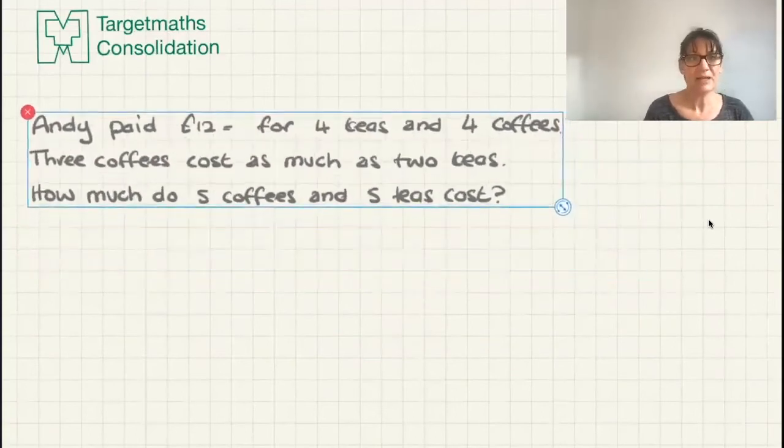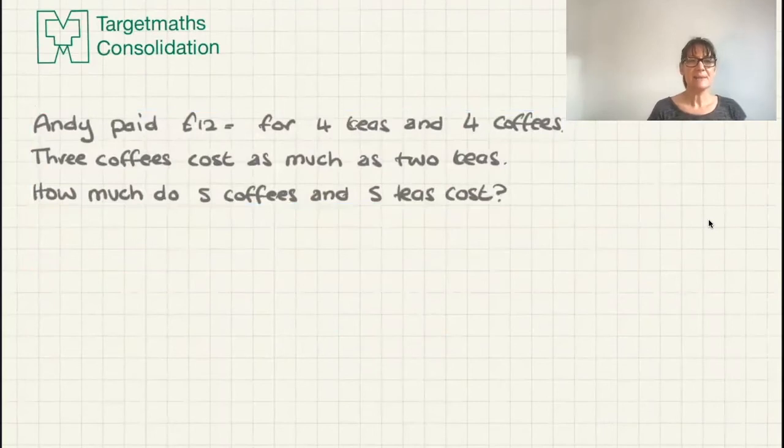There we go. So Andy paid £12 for 4 teas and 4 coffees. 3 coffees cost as much as 2 teas. How much do 5 coffees and 5 teas cost? So this one is a little bit harder. You've got to really think about the information that they're giving you and how that will look like as a piece of algebra. All right, give it 100% and come back to me when you're ready to check in.